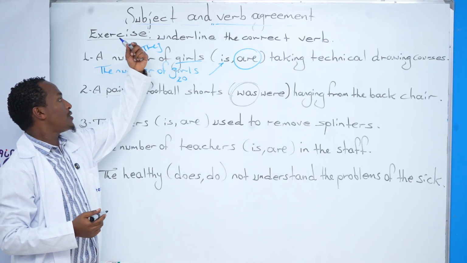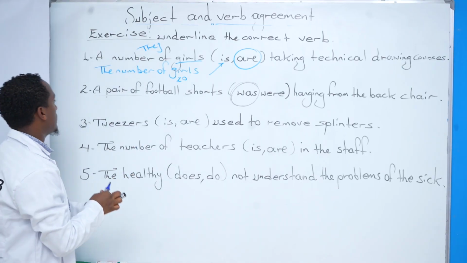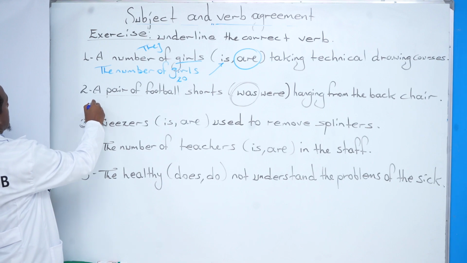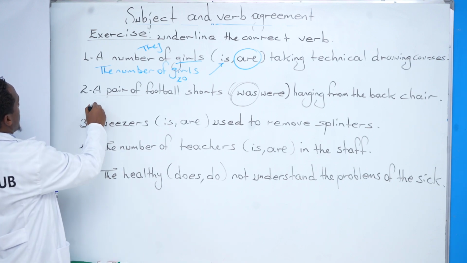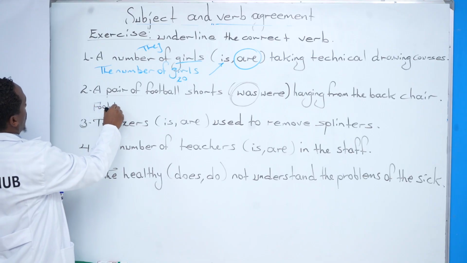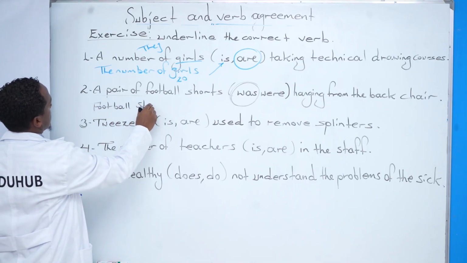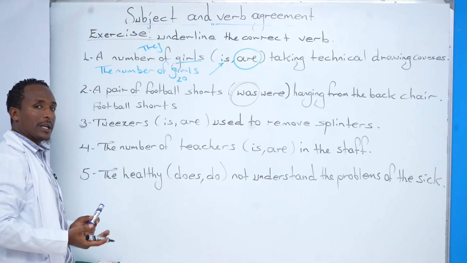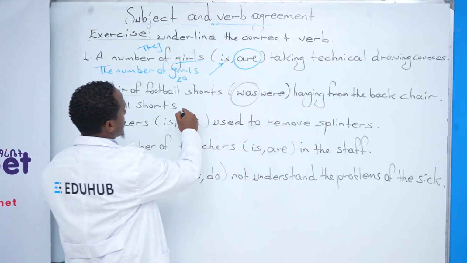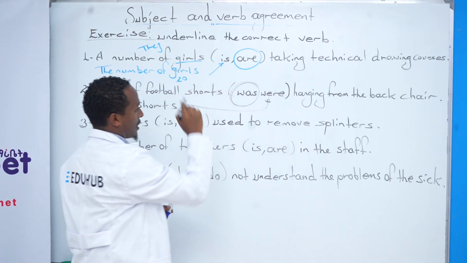What if there is no pair of? For example, football shorts. Now you are talking about more than one football shorts, so the answer goes to were.